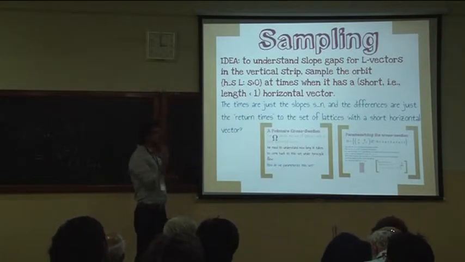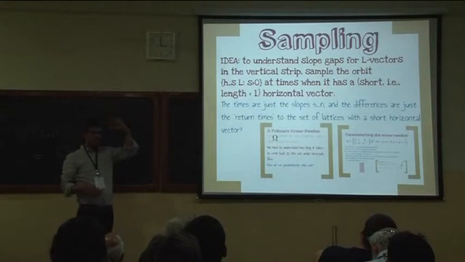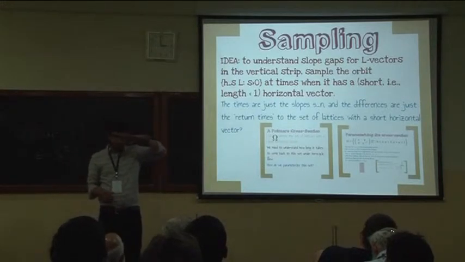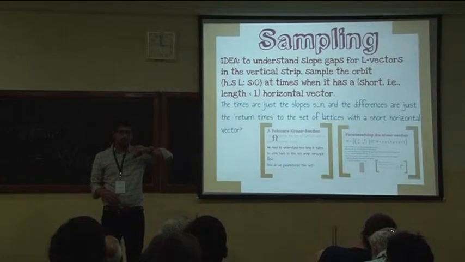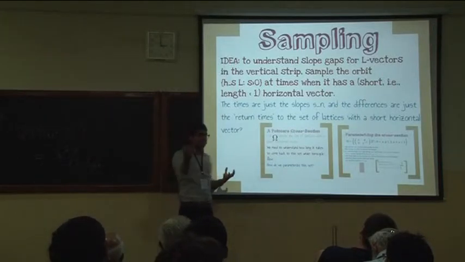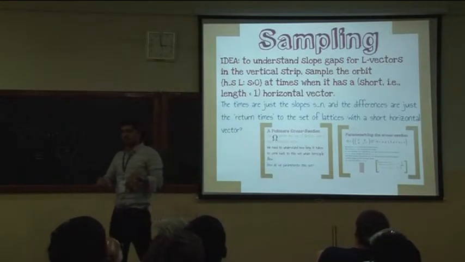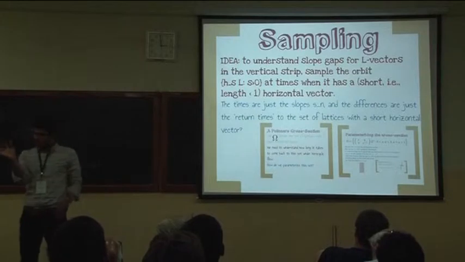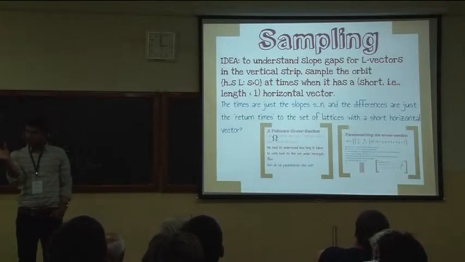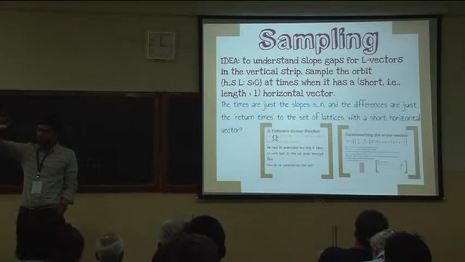That is, I sample the horocycle flow. I take a lattice L. I sample it at times when I have a horizontal length at most 1 vector. These times are just these slopes, Sn, and the differences are the return times. So that is, if I start with a lattice with a short horizontal vector, the next time I come back to the set is exactly that difference in slopes.